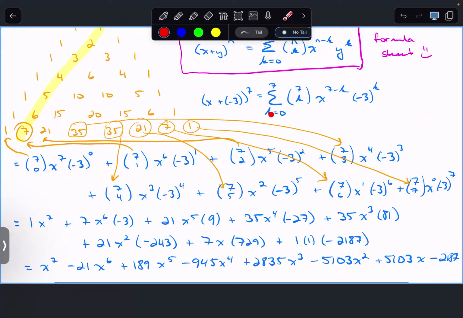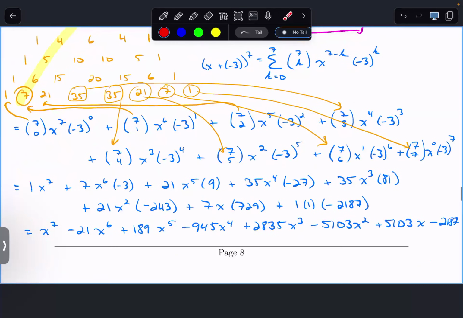So you go from k equals 0, so 7 choose 0 times x to the 7 minus 0 is 7, and then -3 to the 0. So the first term looks like this. You can simplify that as 1 times x to the 7 times 1, just x to the 7. And then you move on to k equals 1. I'll be nice, I won't do 7 because 7's huge. 5's like reasonable, 6, 5, something like that.